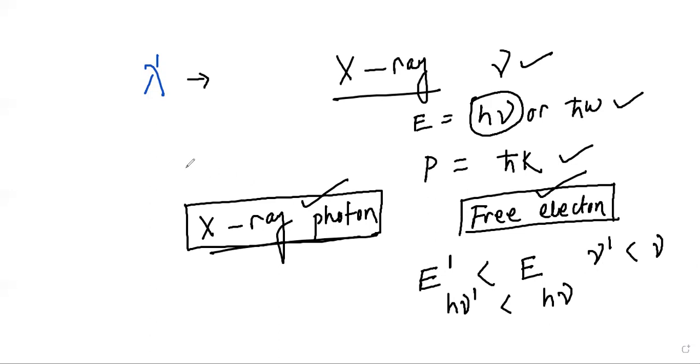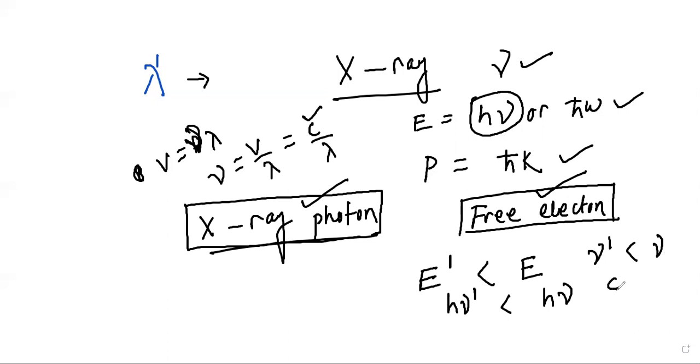We know that v is equal to fλ for a wave, or νλ, since ν is what we write for frequency. So ν is equal to v by λ. For any electromagnetic radiation, this is c by λ, where c is the speed of light. Now ν prime is less than ν, so c by λ prime is less than c by λ. We can write that λ prime must be greater than λ.